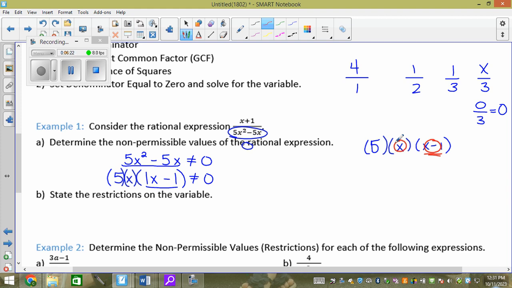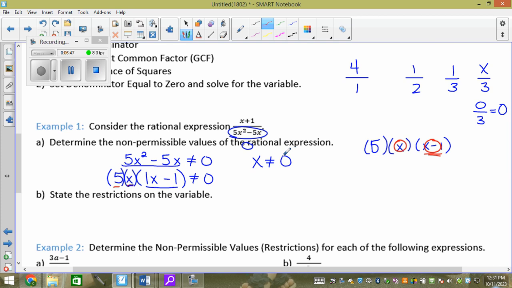Can a 5 ever be 0? No. So is that 5 an issue? No. What about this x? What could I make this be that would make this bracket be a 0? 0. So I say x can't equal 0. Because if it did equal 0, this x would turn to a 0, and I get 5 times 0 times -1, which is 0.